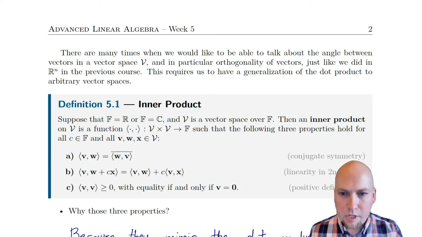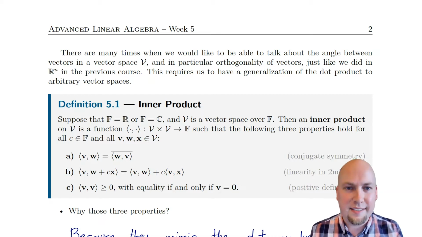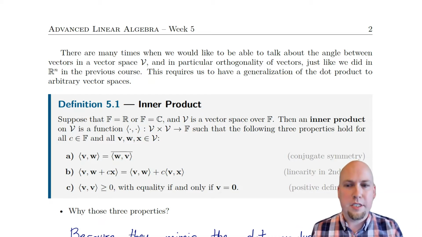We'd like to be able to do those things again, but in arbitrary vector spaces now. So right now we're going to introduce our generalization of the dot product to arbitrary vector spaces, so that we can start talking about the length of vectors or the size of vectors in general vector spaces.